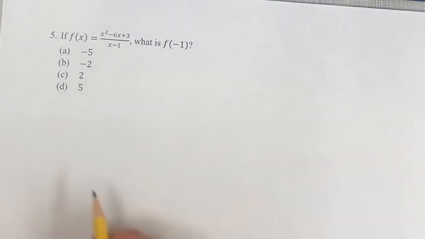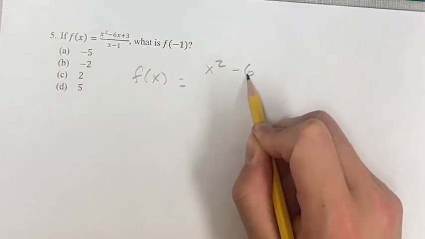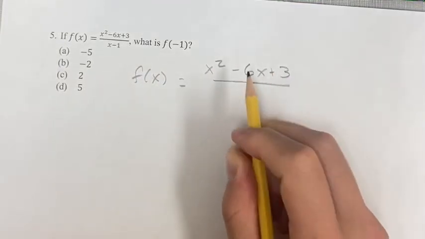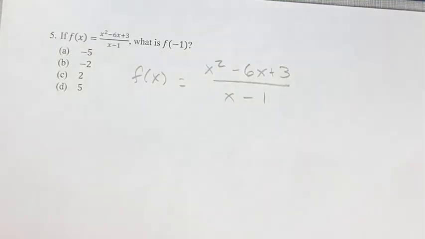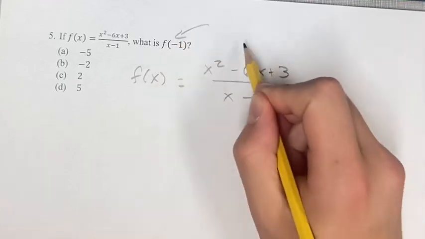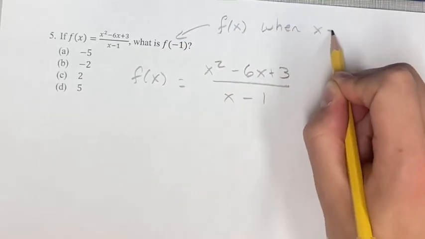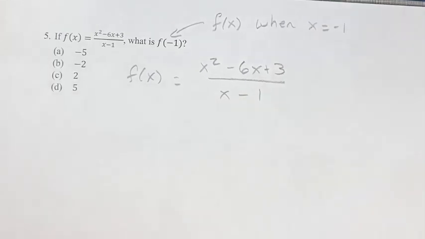In this problem, we're told that f of x is equal to x squared minus 6x plus 3 over x minus 1. And we are looking for what is f of negative 1. What does this mean? This means the value of f of x when x is equal to negative 1. And the easiest way to do this is just to plug in negative 1.